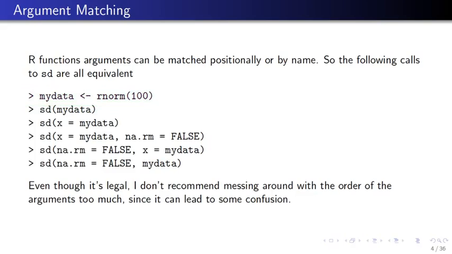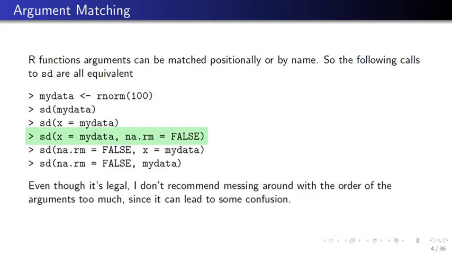So if I just calculate SD on the vector, it'll give me an estimate of the standard deviation. If I say x equals my data, that's the same thing. So here I've named the argument, but there I haven't. Otherwise the data are the same, so it'll calculate the standard deviation. In the first example, I didn't name the argument, so it defaulted to passing my data to be the first argument of the function. So in the next example here, I'm going to name both arguments.